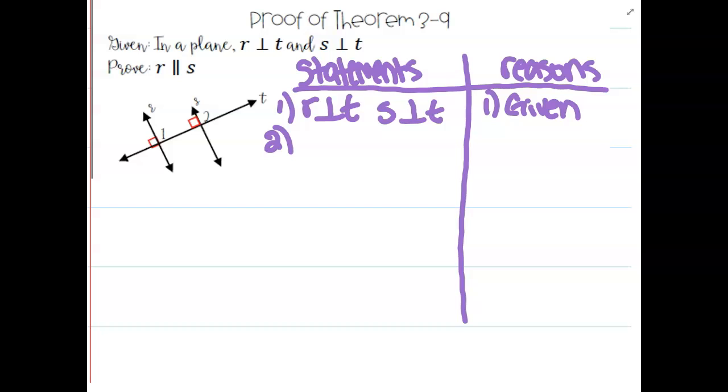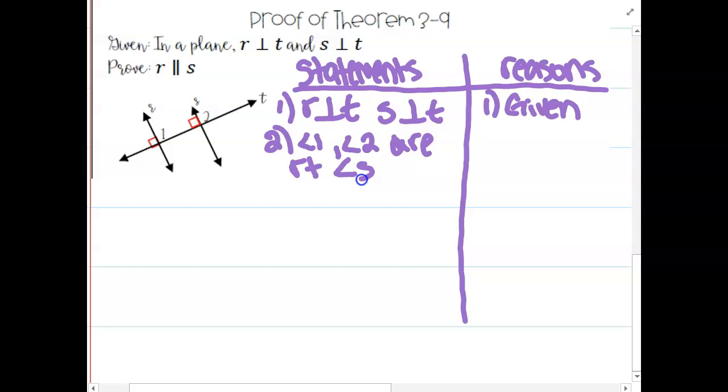Where they cross, if R is perpendicular to T, that point where R and T cross is a right angle. So this point right here, angle 1, which is labeled, is a right angle. Angle 1 and angle 2 are right angles, and I know that because it's the definition of perpendicular lines. That's exactly what perpendicular means.